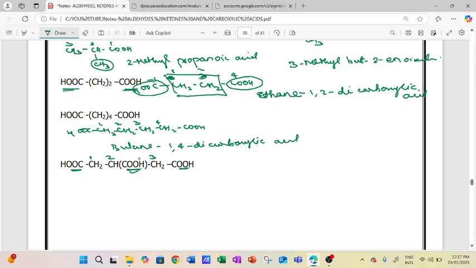So since 3 carbon atoms are there, we will call it as propane. Propane, and all the 3 carbons like 1, comma 2, comma 3, there are 3. So tricarboxylic acid. Tricarboxylic acid.